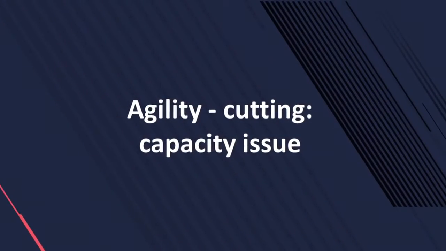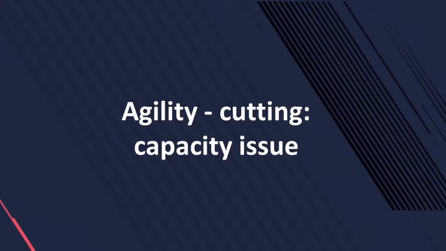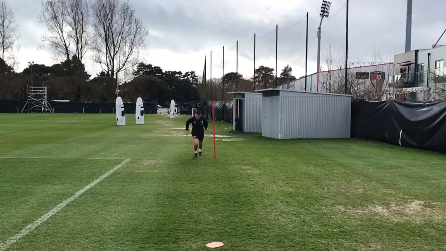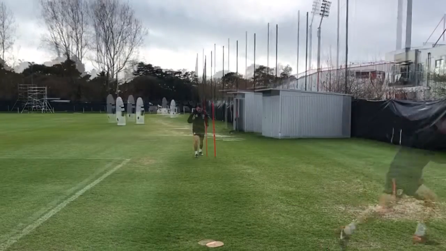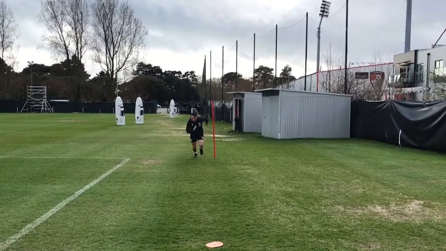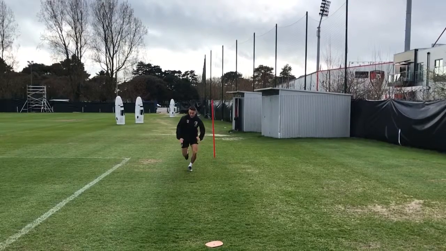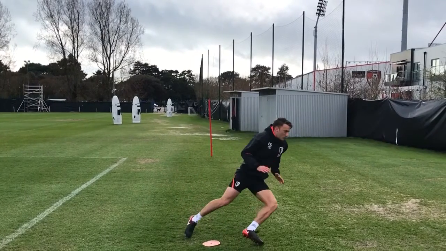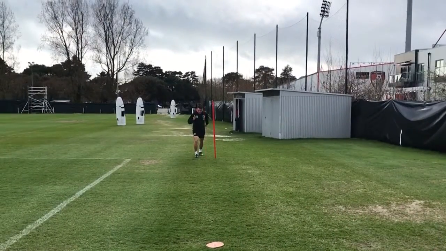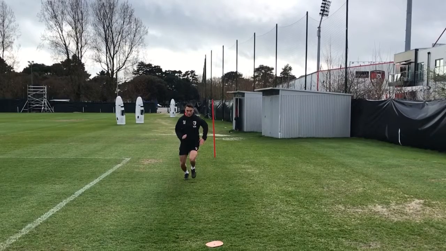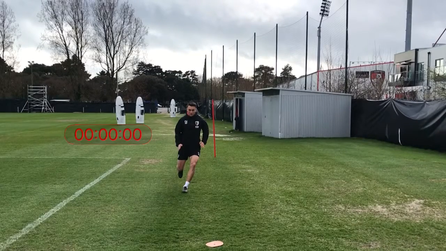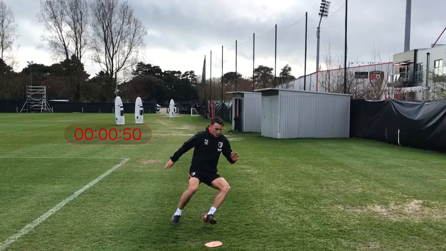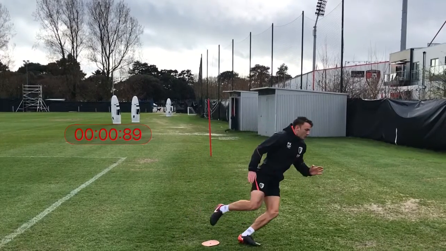The same athlete also demonstrates a capacity issue during a cutting maneuver. It is possible to see that the athlete uses a lot of foot contacts to decelerate prior to changing direction, which results in him taking a long time to change direction. He also lacks effective rate of force development when cutting off his right leg to produce an effective change of direction maneuver.